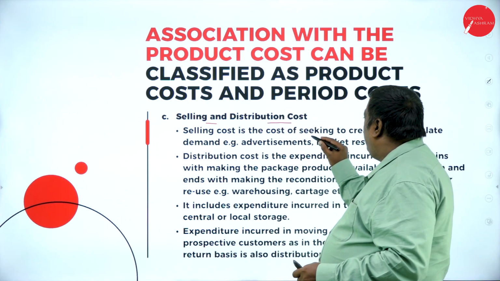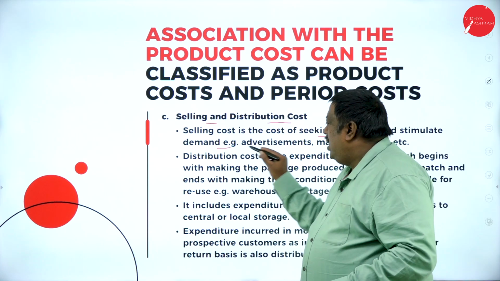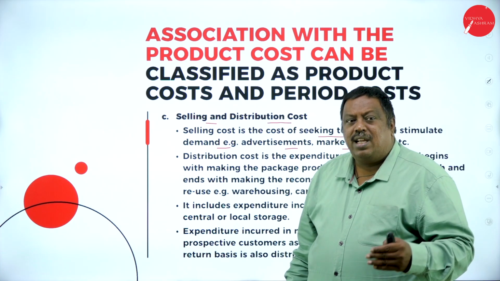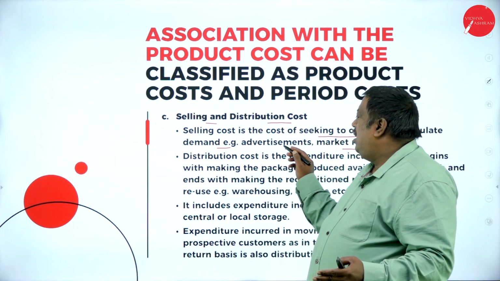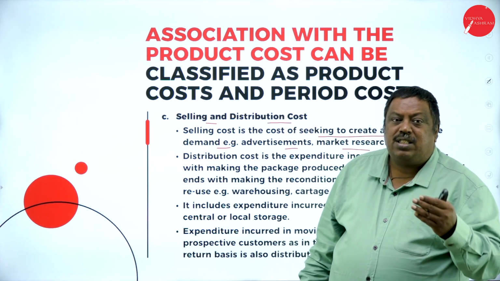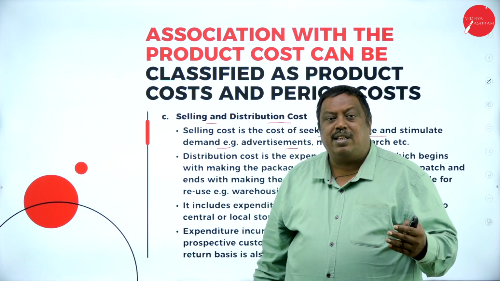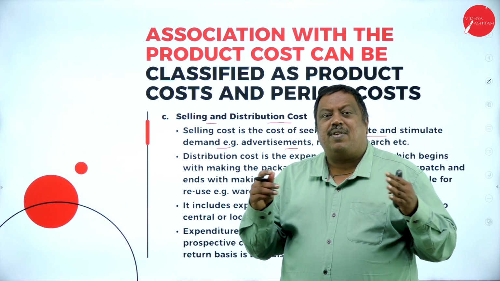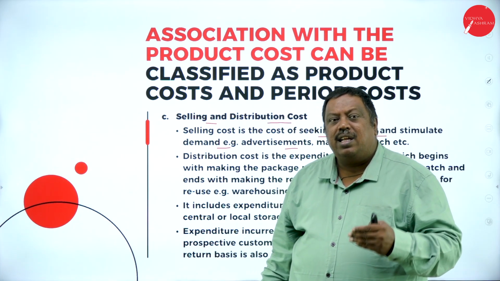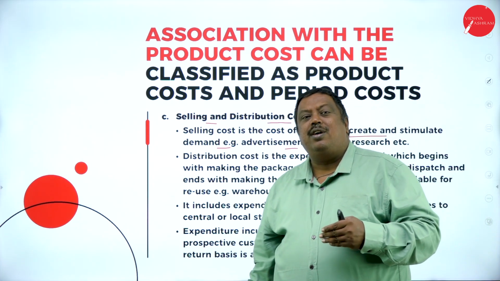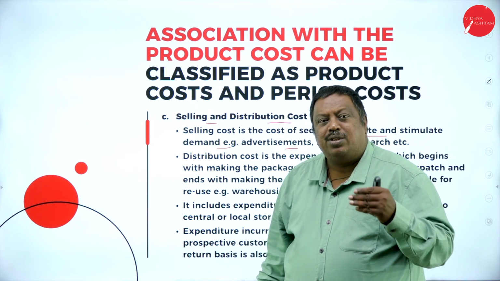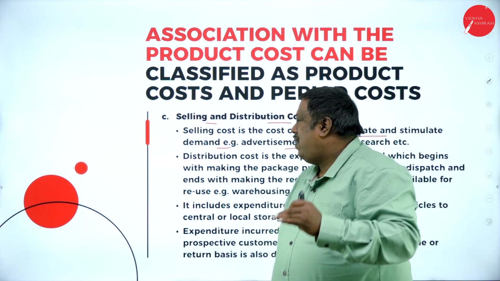Selling cost is the cost of seeking, creating and stimulating demand. Example, advertisement, market research. Already I said that. If I want to sell my product, it has to be communicated. Communication may be through advertisement. It may be tele-advertisement, or visual advertisement, or print media advertisement. So here different types of advertisement categories are there where I want to communicate about my product in such a way that it convinces the people who want to buy or consume my product easily, and it is marketed to the people for whom it is required.